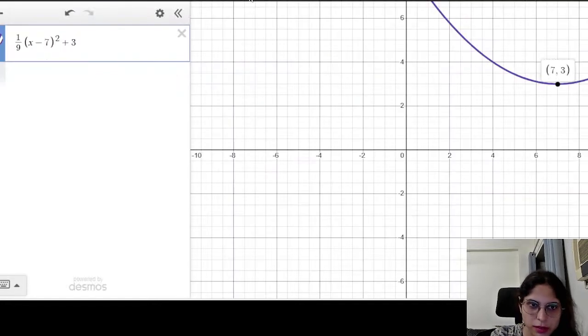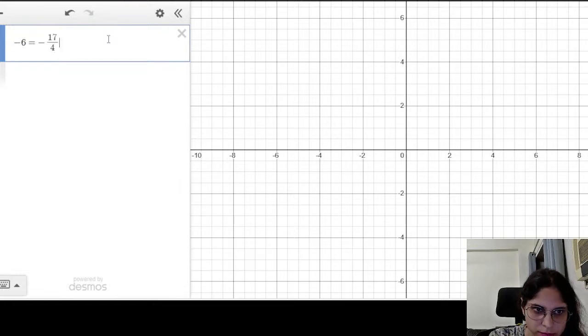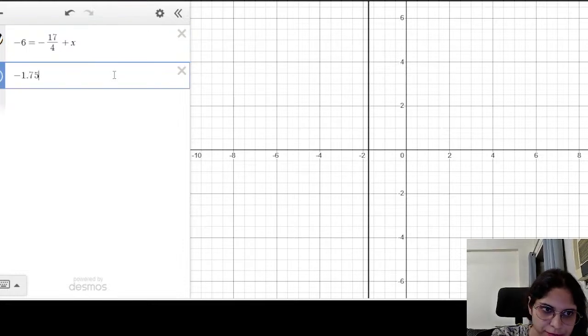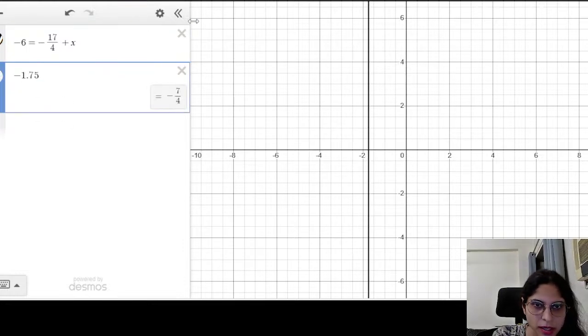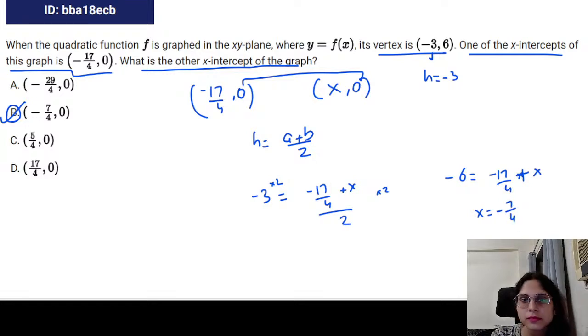Put this in a graphing calculator, and you will get the answer. Negative 1.75. Convert this into a fraction. Negative 7 fourths is your answer. That's method 1. And trust me, it is the easier method.